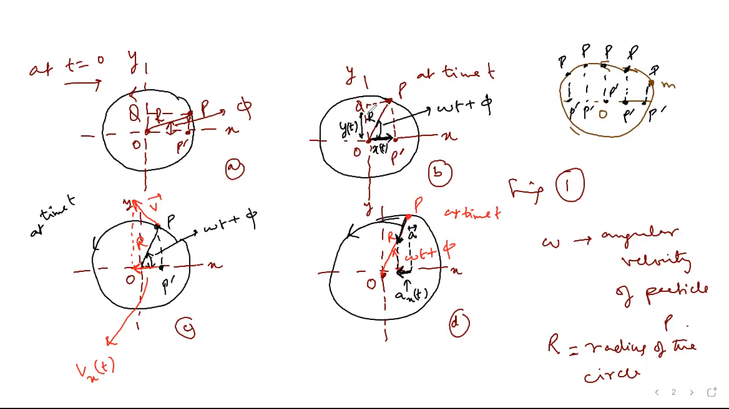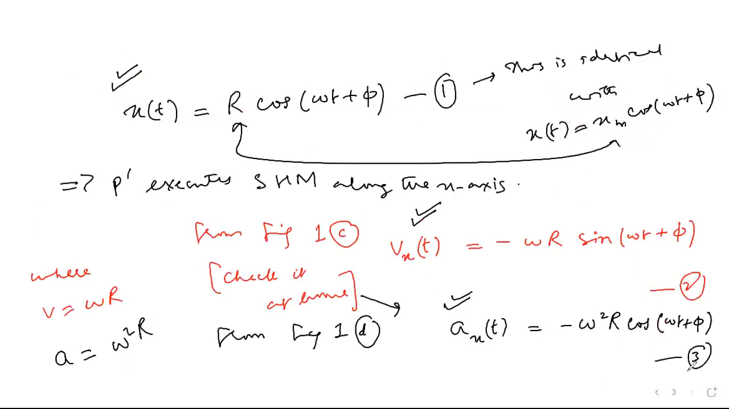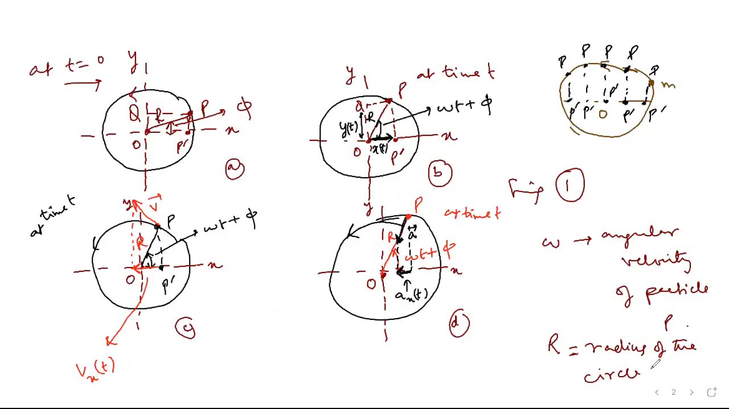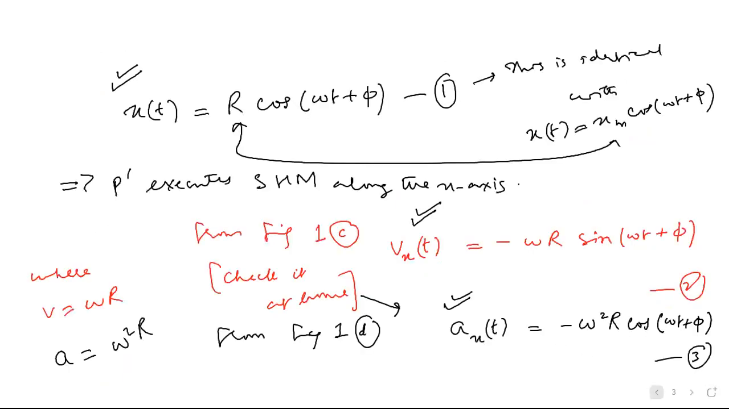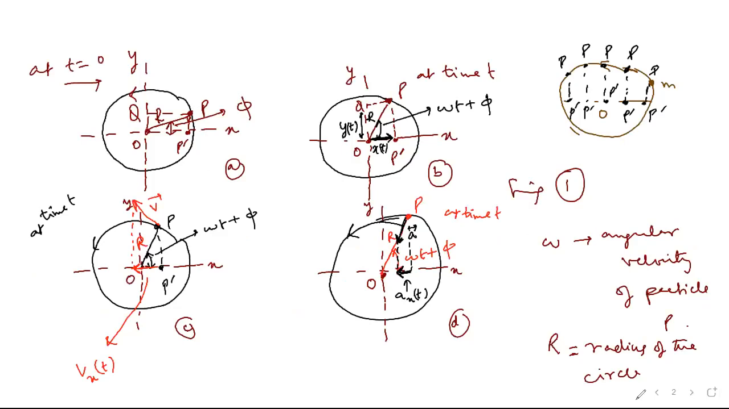You can see from this figure, from figure 1b, y of t is r sine omega t plus phi. So it's also simple harmonic motion. The projection on x is executing simple harmonic motion, and the projection on y is also executing simple harmonic motion.